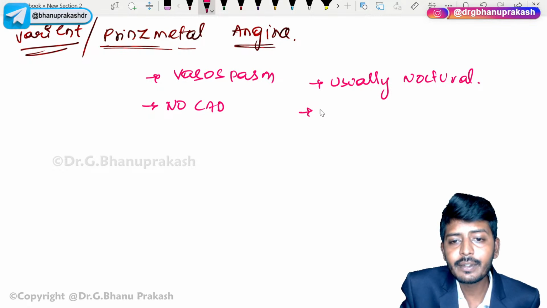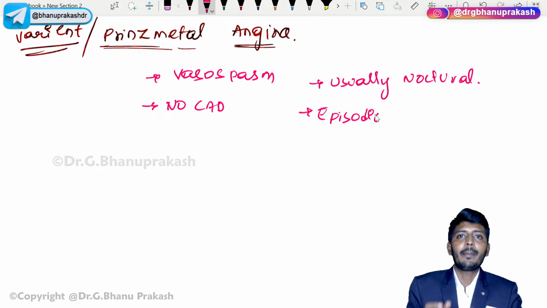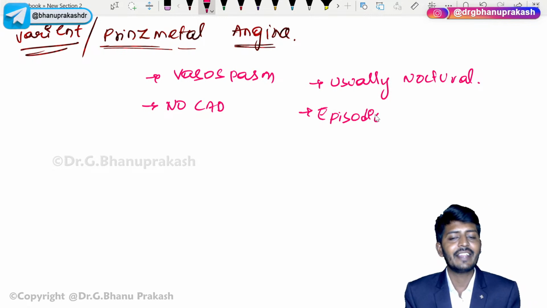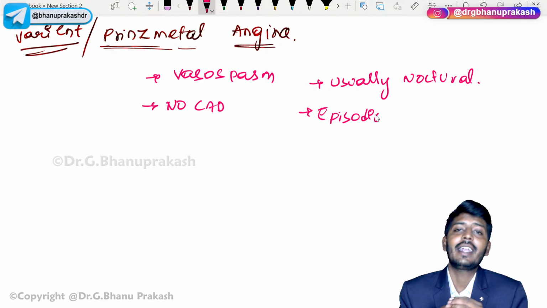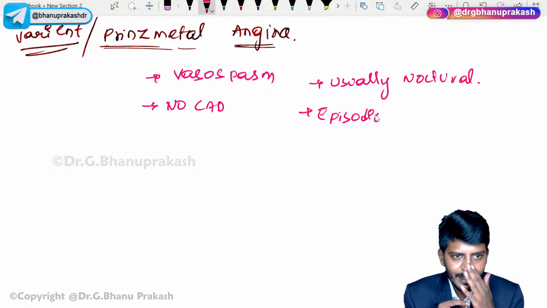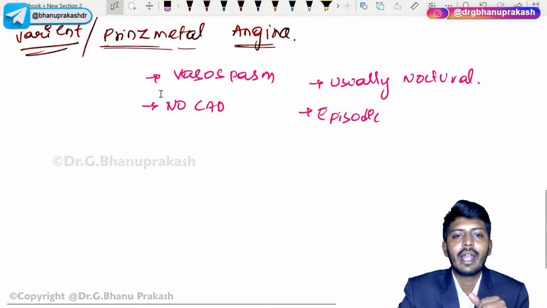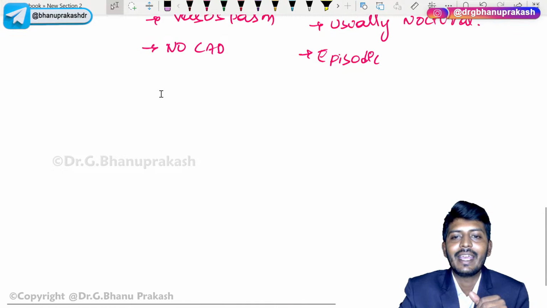angina is an episodic scenario. Episodic scenario means sometimes for a few minutes the patient has angina, but after a few minutes the angina disappears. That type of angina we would call Prinzmetal angina, or also called variant angina. So unstable, stable, and variant angina.